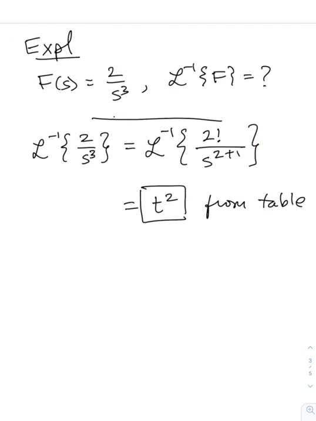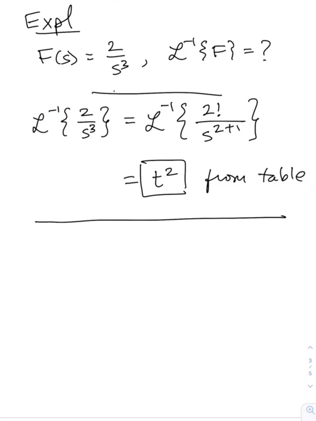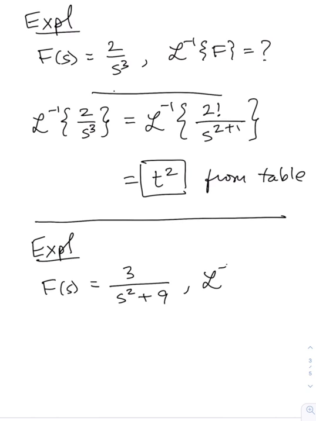Okay, so that one was pretty straightforward. They aren't always this straightforward, but that general principle applies. You want to make the thing look like something from the table so you can figure out how to use that table. All right, here's another one. Say f of s is 3 over s squared plus 9, and we want the inverse Laplace transform of f.